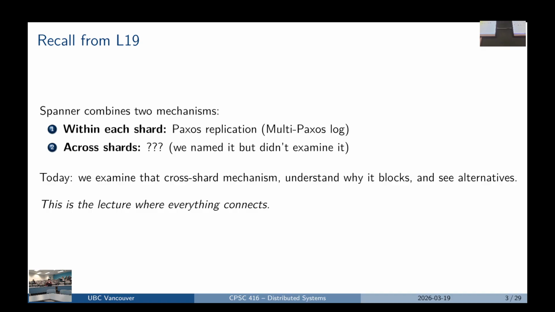So in fact, what Spanner actually does is it combines both Paxos for replication using a multi-Paxos log, but across the shards we can't do that because they're not identical. So we're going to talk about when do you use two-phase commit versus when do you use a replication protocol like Paxos.